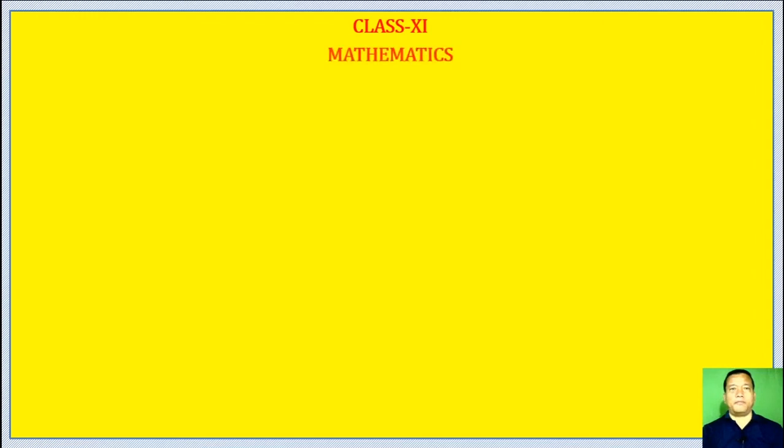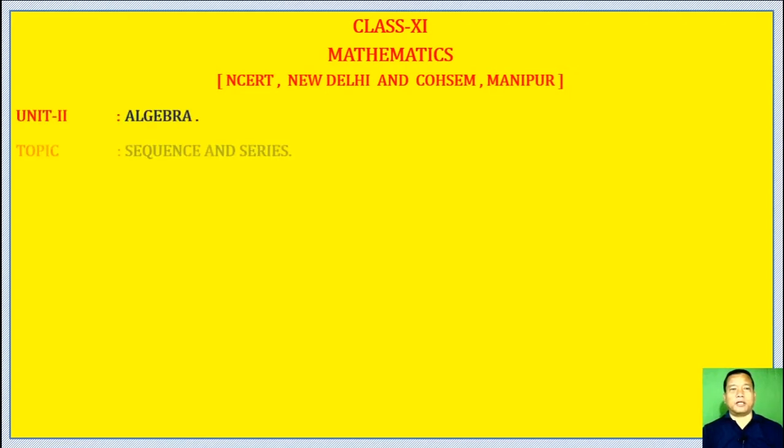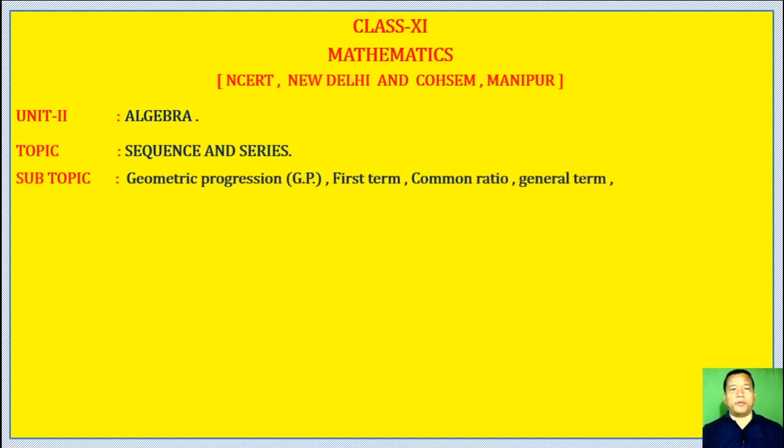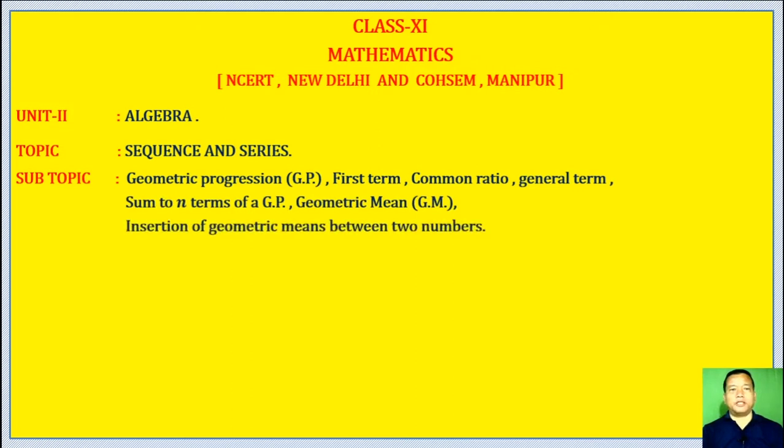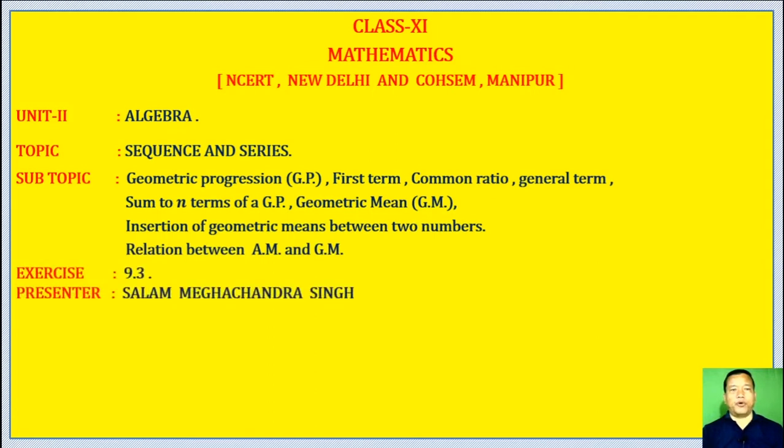Class 11 Mathematics, NCERT New Delhi and COHSEM Manipur. Unit 2 Algebra. Topic: Sequence and Series. Subtopic: Geometric Progression (GP). First term, common ratio, general term, sum to n terms of a GP. Geometric mean (GM). Insertion of geometric means between two numbers. Relation between AM and GM. Exercise 9.3.